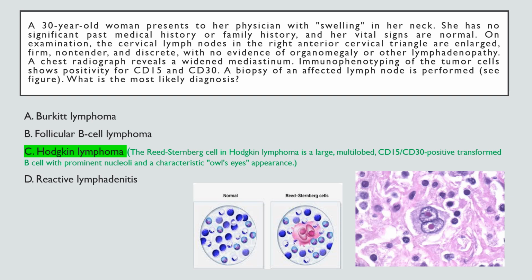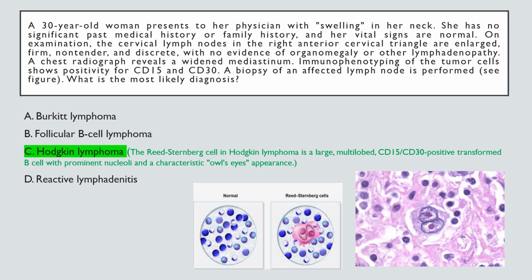The correct answer is C. Hodgkin lymphoma. This is because in the image shown below, we can see Reed-Sternberg cells, which are characteristic of Hodgkin lymphoma. Now, Hodgkin lymphoma is a malignancy of lymphoid tissue characterized by the presence of Reed-Sternberg cells, which are pathognomonic for this disease. These cells are large, multinucleated, and have prominent nucleoli, giving them a classic owl eye appearance.